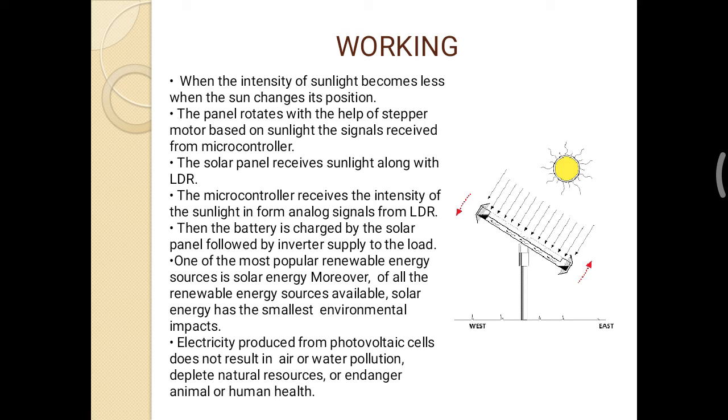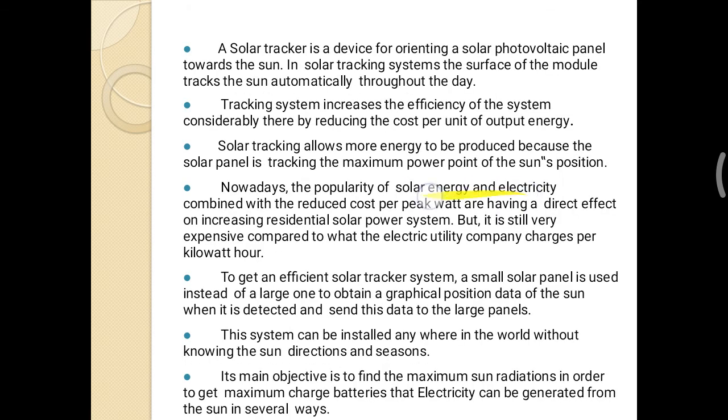If the sun is on the east side, the solar panel moves towards the east side. If the sun is on the west side, the solar panel moves towards the west side. At the edges of this panel, we implement two LDRs, one on each side: one LDR on the west side, one LDR on the east side. If the sun rays come from the east side, the solar panel moves towards the east side. If the sun rays come from the west side, the solar panel moves towards the west side. This is the working principle of the panel.